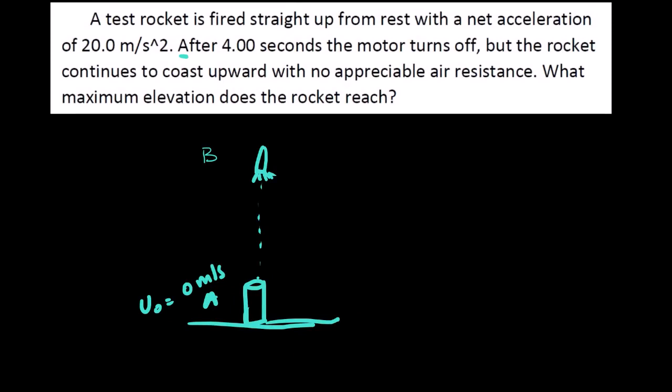Continuing, actually the keywords are from rest. This simply means that the velocity where it starts is 0 meters per second. Then we continue: after 4.00 seconds, the motor turns off, but the rocket continues to coast upward with no appreciable air resistance. What is the maximum elevation the rocket reaches?